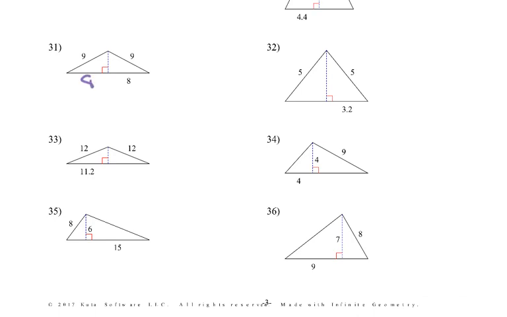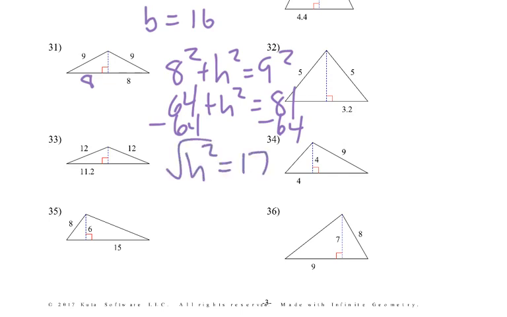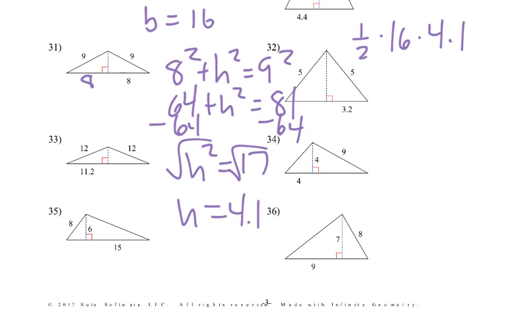31, same idea, that would be 8, base of 16. So we'd have 8 squared plus something squared, the height, equals 9 squared. 64 would equal 81, subtract by 64, and we get 17. Take the square root of that, and h equals 4.1. So 1/2 times 16 times 4.1 would give us an area of 32.8 square units.